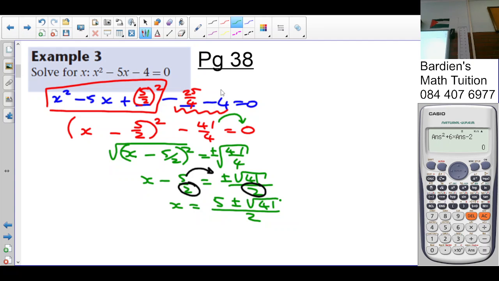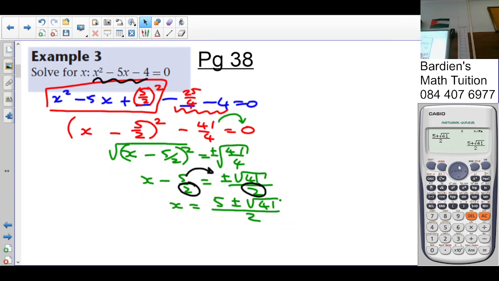Would you like me to test it? Then let's test. We say 5 plus the square root of 41 over 2. That's the last answer calculated on the calculator. So what I do is I substitute it back into the original equation. It should give me an answer of 0. Any answer other than 0 is not in the solution. Answer squared minus 5 times answer minus 4 gives me an answer of 0.